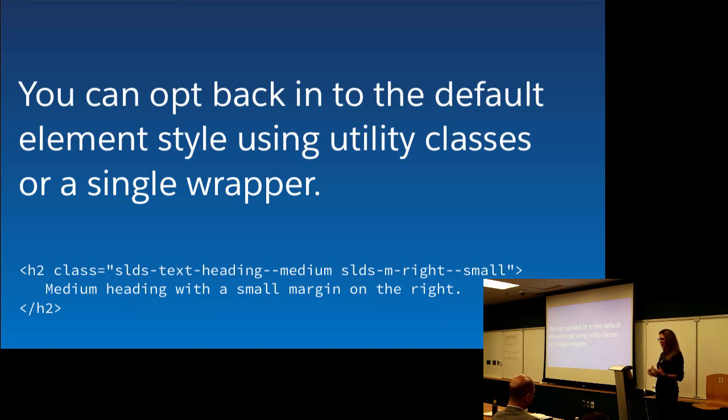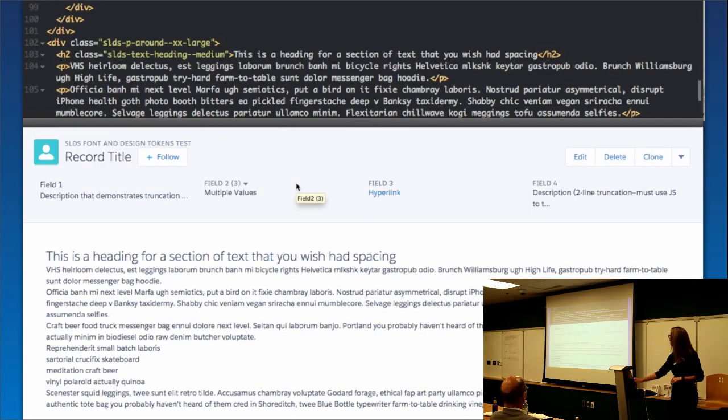So let's say you're building something that needs to have a heading and a vertical rhythm. If it's something simple, you can add one of the utility classes to put a little padding or margin under or over something. Or you can wrap an entire section of content in a class that we've given you that opts everything in there back into the normal styling. And I'll show you what that looks like.